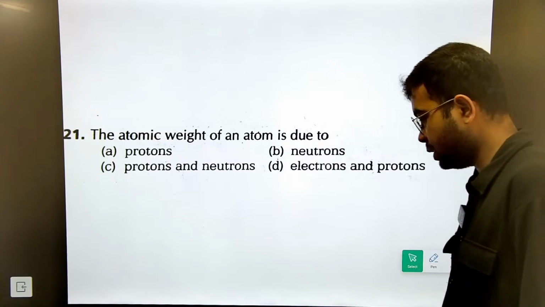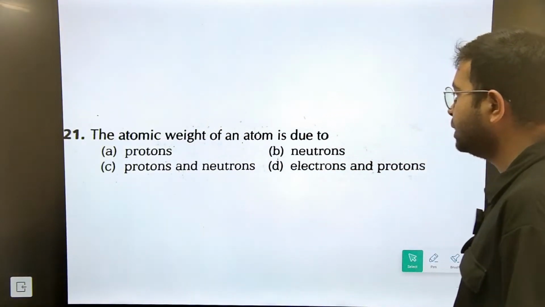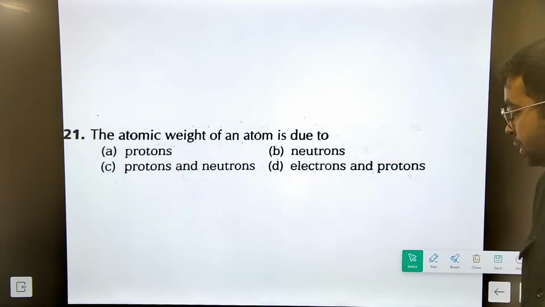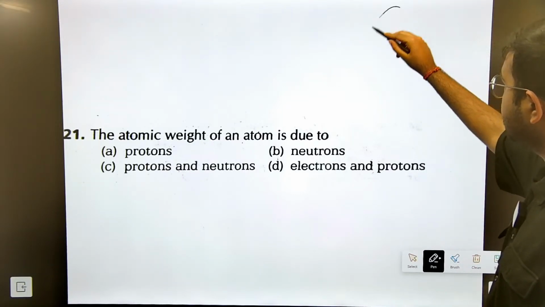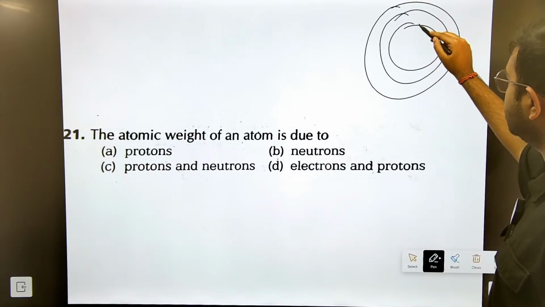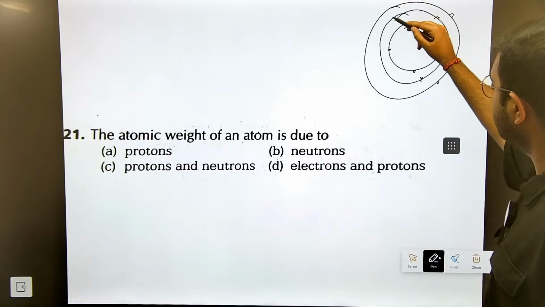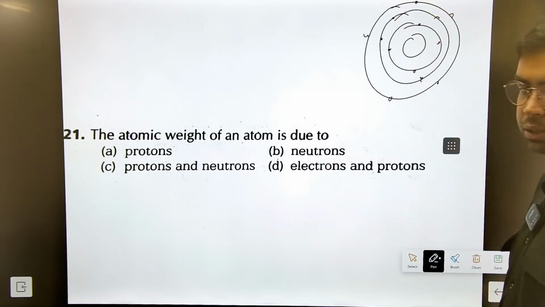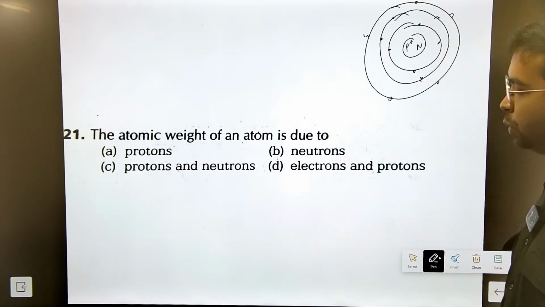Now, enough questions for physics. Let's move to chemistry. The first question is, the atomic weight of an atom is due to which of the following? Okay? See, inside an atom, you have a lot of orbitals which have electrons on them, and in between you have the nucleus. The nucleus has protons and neutrons.